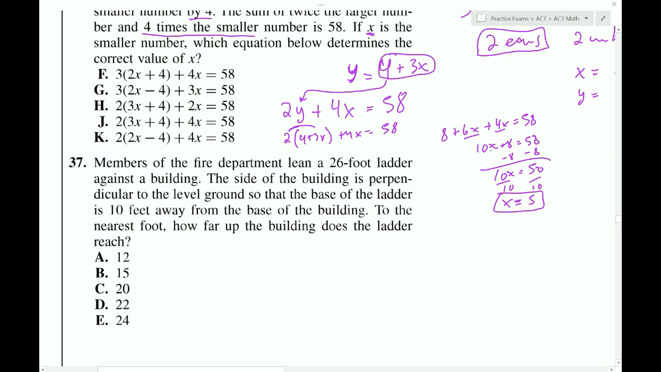Of course, we didn't actually have to do this because they're just asking for the setup. So we should be good to go from the previous step. We'll check the choices, and 2 times quantity 3x plus 4 is what we're looking for. So it looks like one of those two, and then plus a 4x. Yeah, it's going to be this.